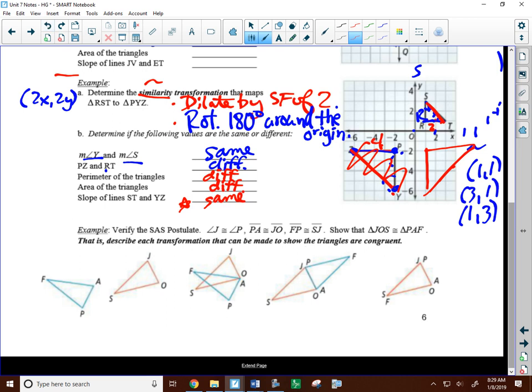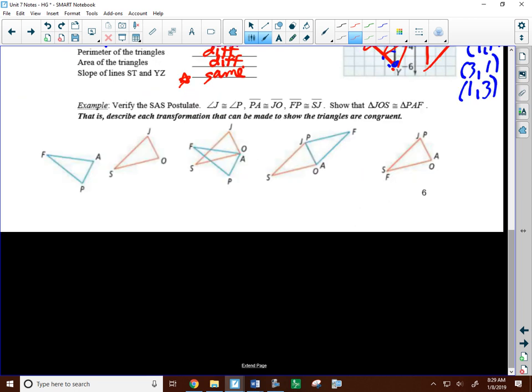Okay. Similarity transformations, anything I can answer with that? All right, well, let's finish off with one example. This is kind of nice. It combines what I was talking about with transformations and what I was talking about with these: SAS, side angle side, and SSS, showing two triangles are congruent. So here's what it's going to say. Verify the SAS postulate using these two triangles. So basically we're going to show these two triangles are congruent.